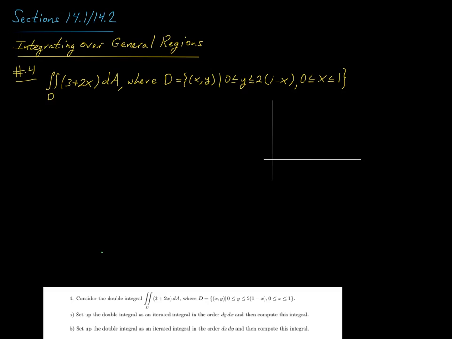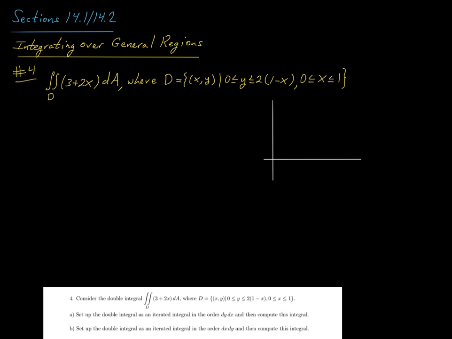All right, in this next video, we're going to look at integrating over general regions, so regions that are not necessarily rectangles. And in question 4, it says to consider the double integral of the function 3 plus 2x over the region D, where D is the set of all points (x, y) such that y is greater than or equal to 0 and less than or equal to 2 times the quantity 1 minus x, and x is greater than or equal to 0 and less than or equal to 1.